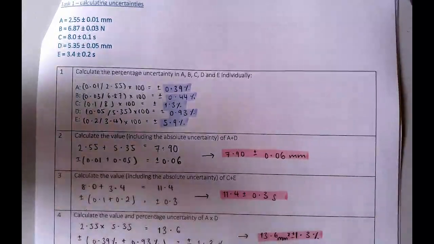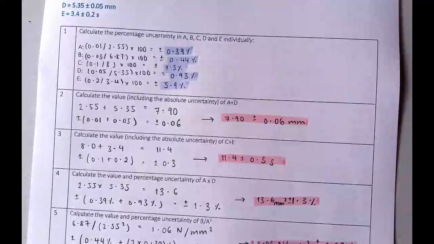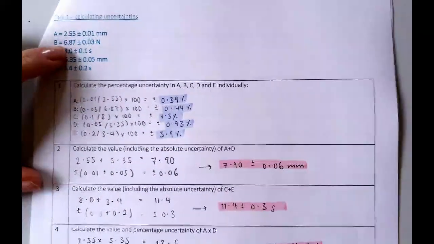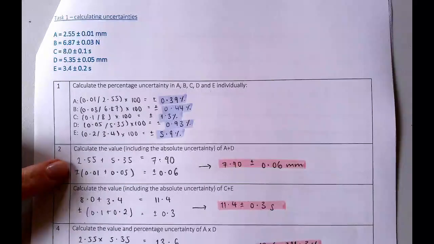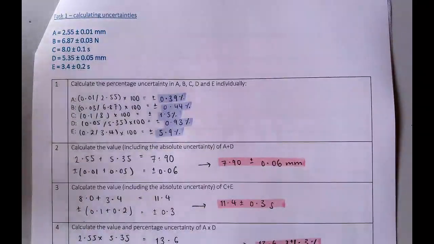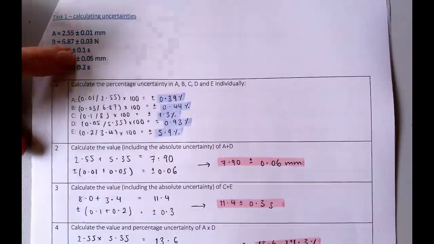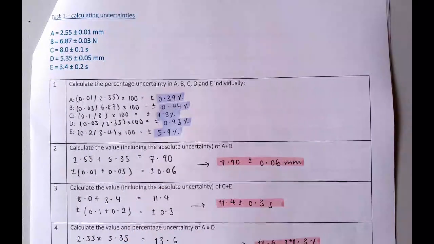And then it asked you to calculate the value of A plus D. So obviously we're given the values at the top. A was 2.55, D was 5.35. When we add those together we get 7.9, so that's the value. And then when we are adding data, we add the absolute uncertainties. So we add the uncertainty of A to the uncertainty of D, and we get plus or minus 0.06.